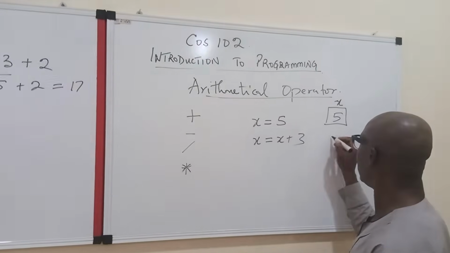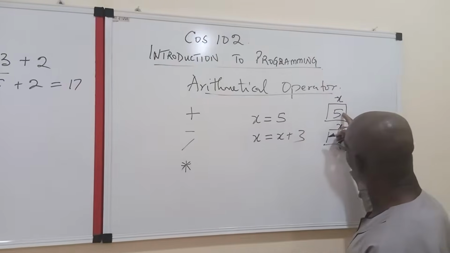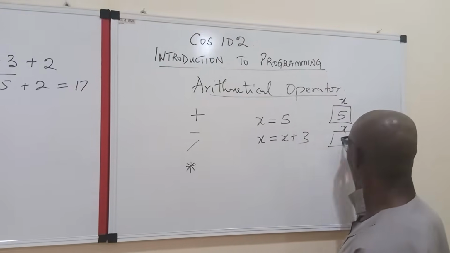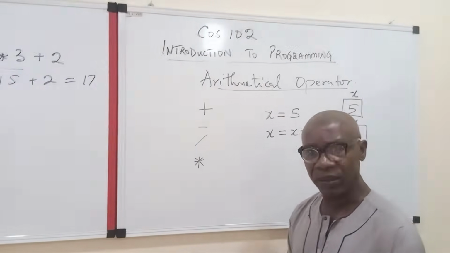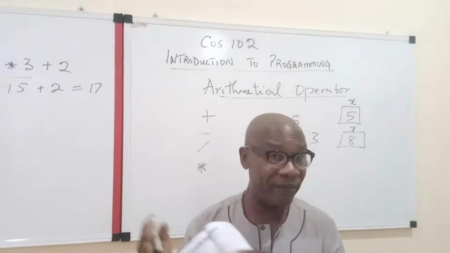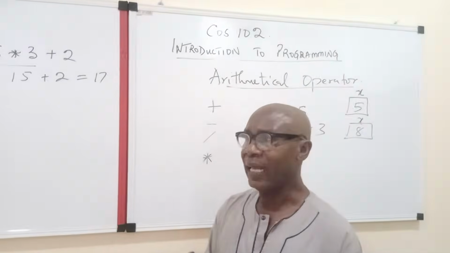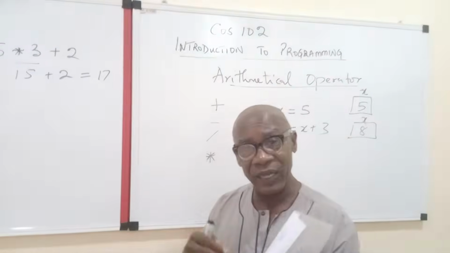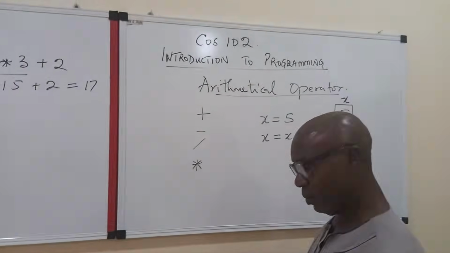Then at this point, x will now be what is there, adds to 3, and that gives you 8. So that is the assignment operator, and that is a variable. So we understand what we mean by a variable, we understand what we mean by an assignment operator, and we understand how the variable value changes as we go on.